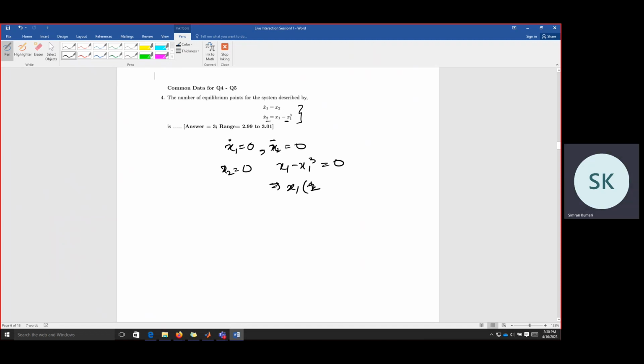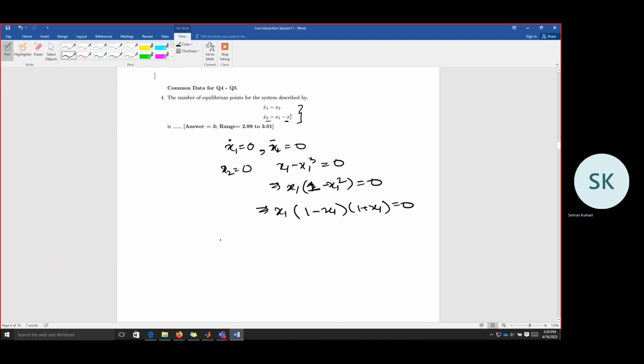This will cause x1 times (1 minus x1 squared) equal to 0. And we can simplify further: x1 times (1 minus x1)(1 plus x1) is equal to 0. So this gives x1 equal to 0 or 1 or minus 1. So we have 3 equilibrium points.